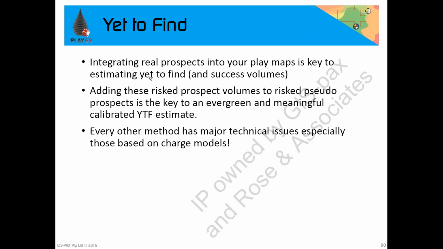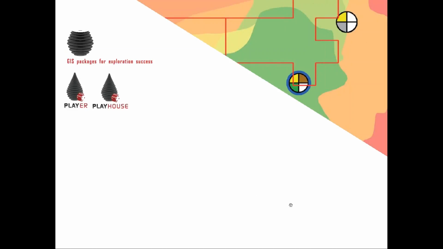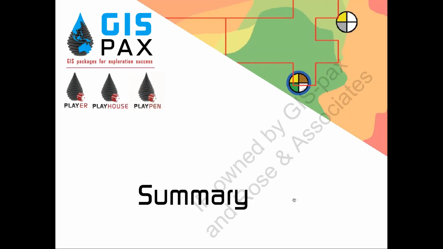So for us, integrating real prospects into your play maps is key to estimating your yet to find and obviously your success volumes. And adding the pseudo prospects on top is clearly the best way of actually making that estimate. Every other method, even though you might do them, has some pretty major technical issues, particularly those based on charge models. So finally, let me just summarize.